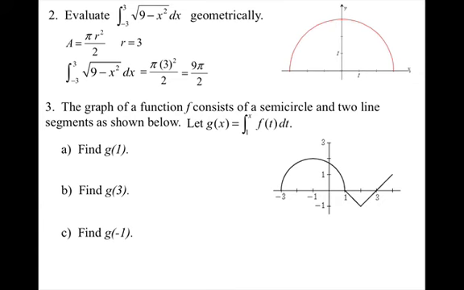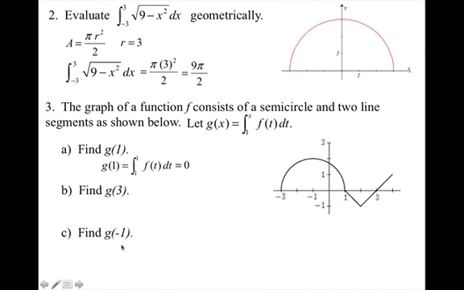So in part A, if they want you to find g of 1, that means I'm going to plug a 1 into this function wherever I see an x. So I can rewrite this as g of 1 equals the integral from 1 to 1 of f of t dt. Well, we know that there's that property, the constant rule, where if you're taking the area at a specific point, there's no area defined at a point, so your area would be 0.